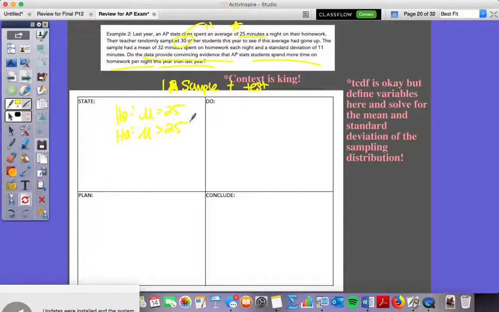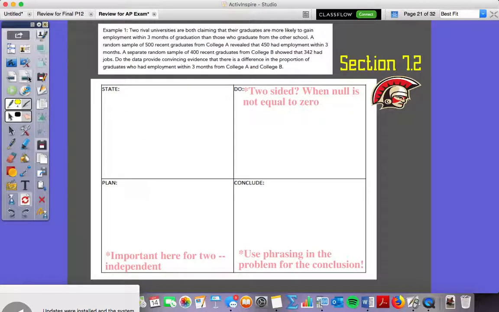All right, we're good there? Yeah. All right, now we're going to go into the next one. I want to show you the difference here. Does the data provide convincing evidence that there's a difference? Oh, that's the key. If they say difference, we know that that's going to be a 2 proportion Z test, okay?